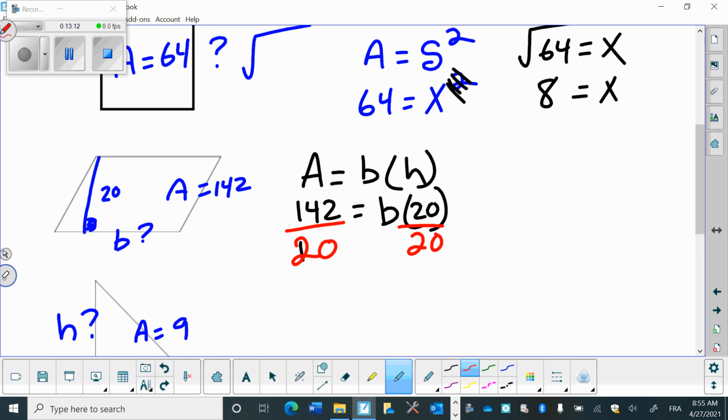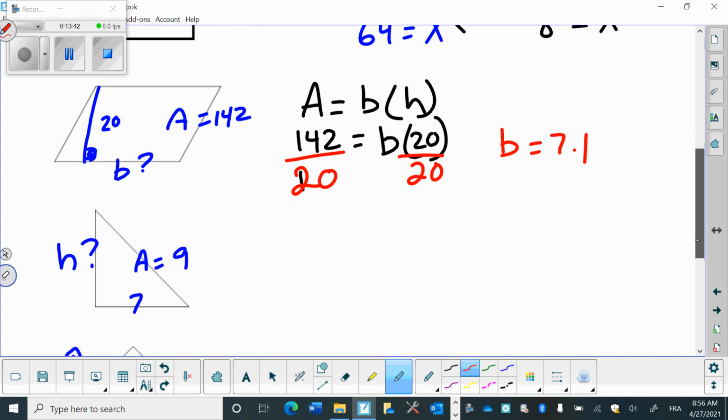And when I do that, 142 divided by 20, I get, is it 7 point? I don't have my calculator out here. Give me a second. 142 divided by 20, 7.1. So my base, 7.1. Obviously, I would have all my measuring units here, which I'm not focusing on right now, okay?